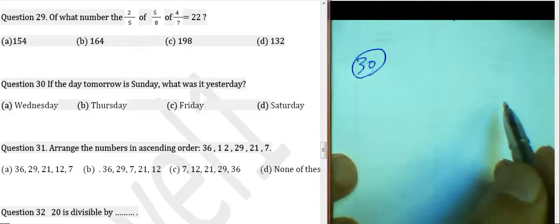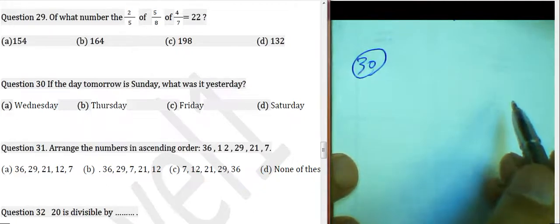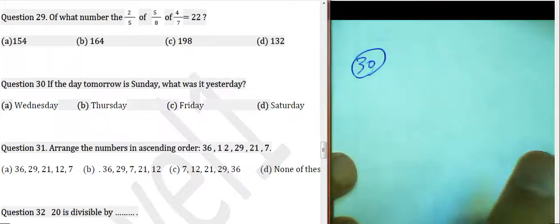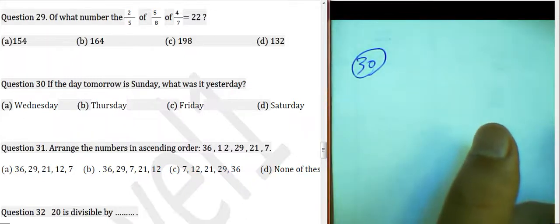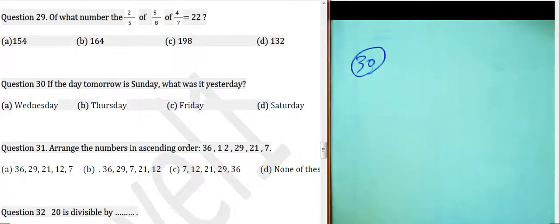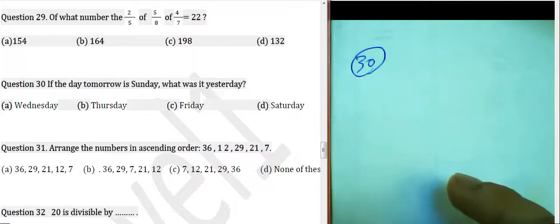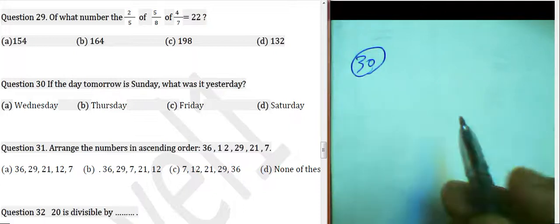If tomorrow is Sunday, what was it yesterday? We know Saturday comes before Sunday. Okay, Saturday, Sunday. We must choose Saturday, letter D. Saturday. Again, if tomorrow is Sunday, what was it yesterday? I will solve it again.